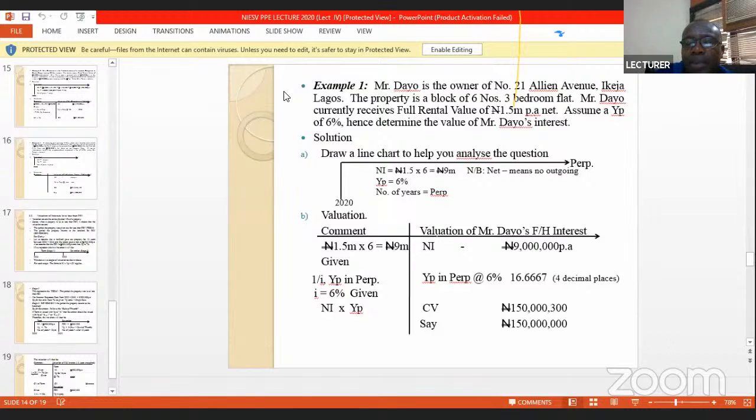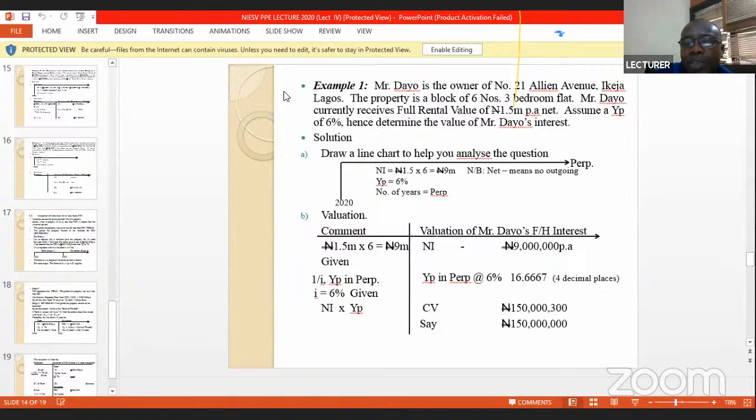Then the next step is to determine the capital value. 9 million naira multiplied by 16.6667. That will give us 150,300,000 naira.